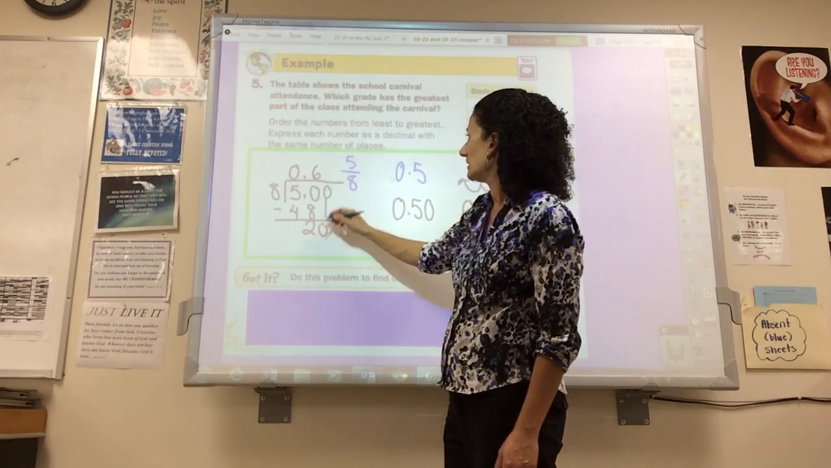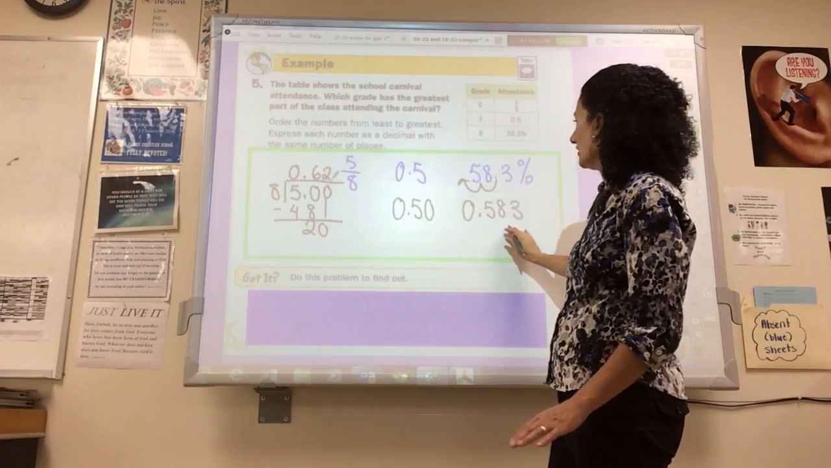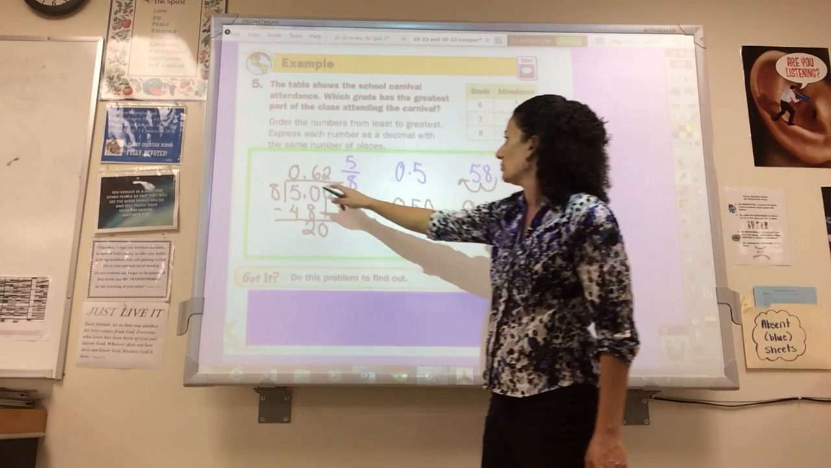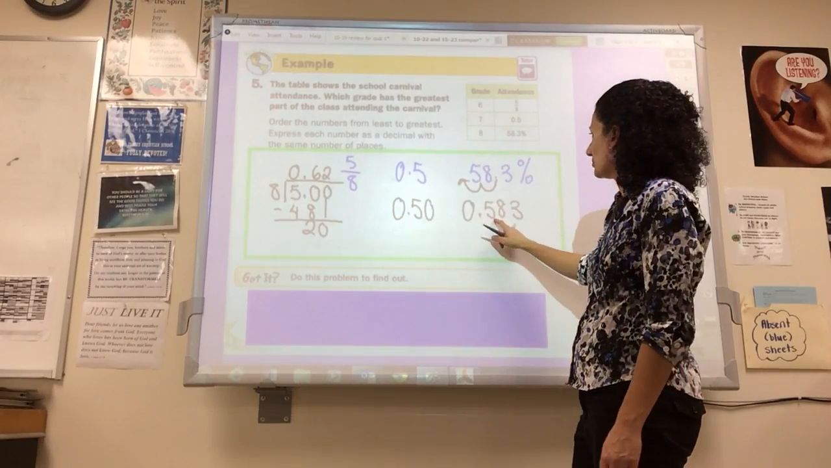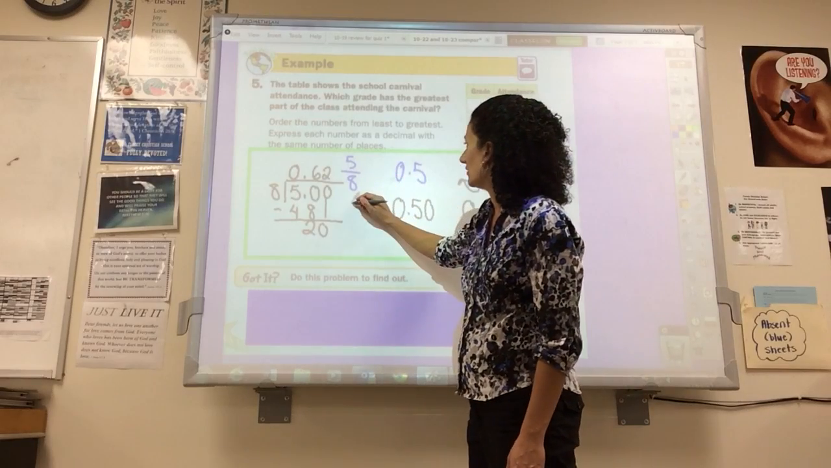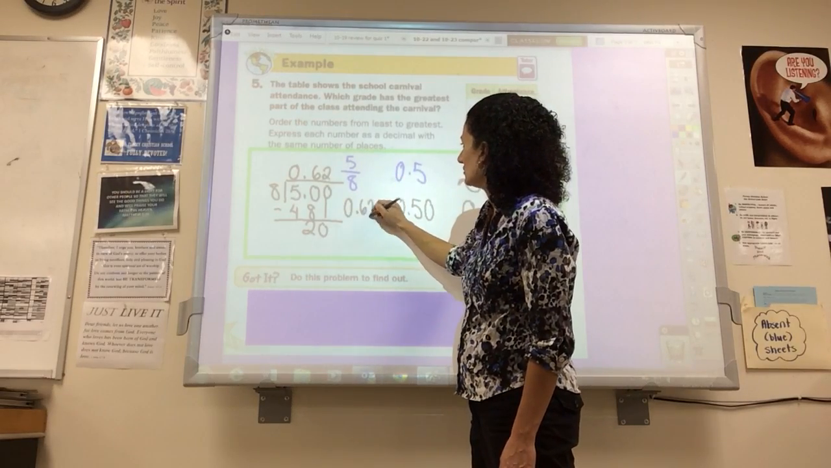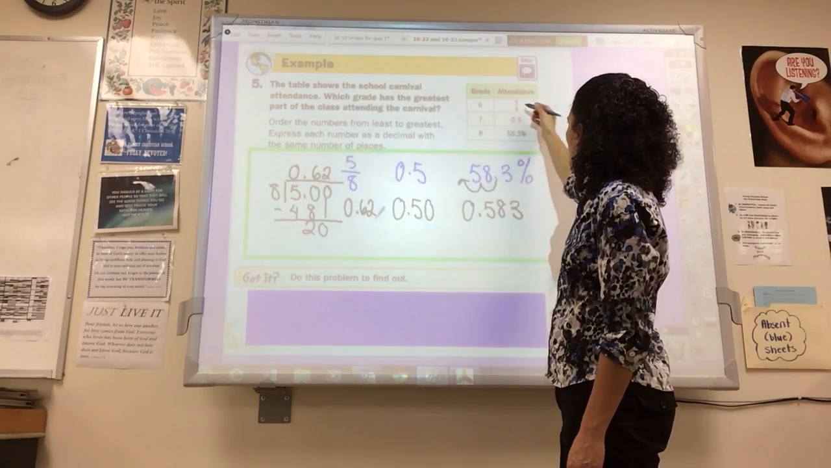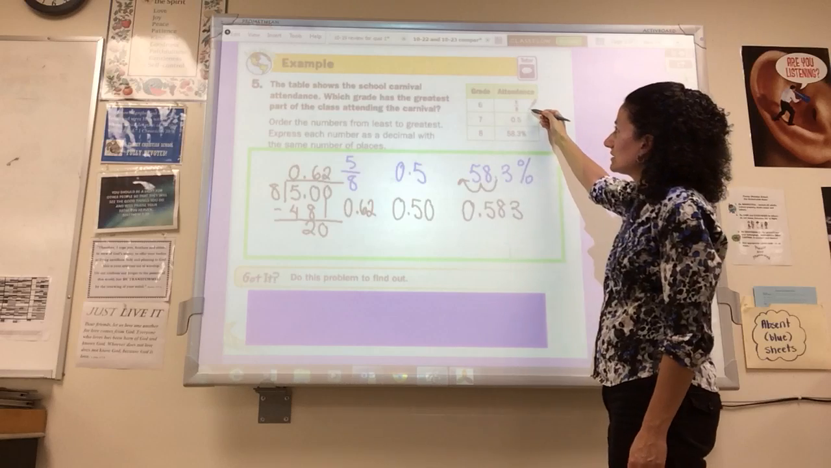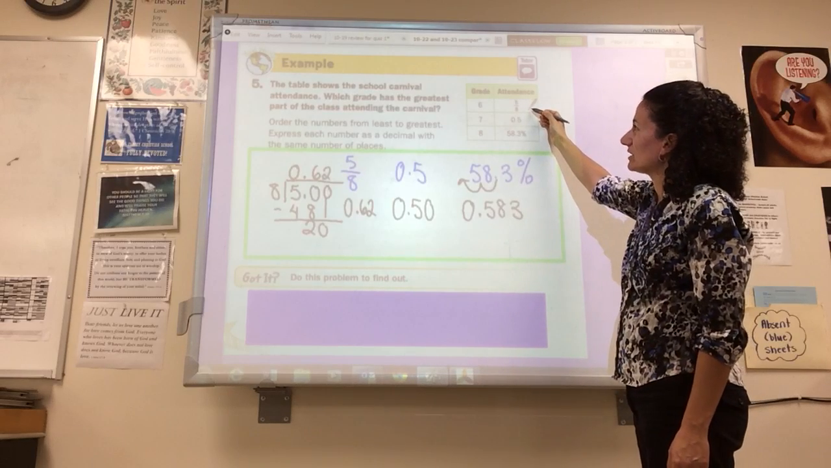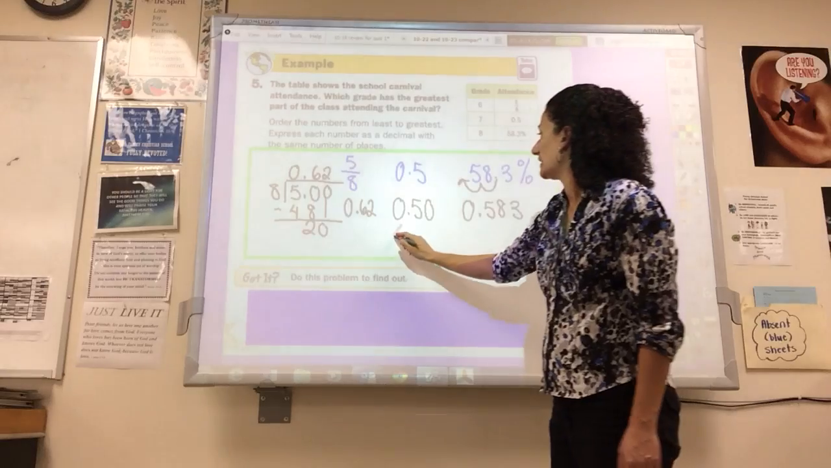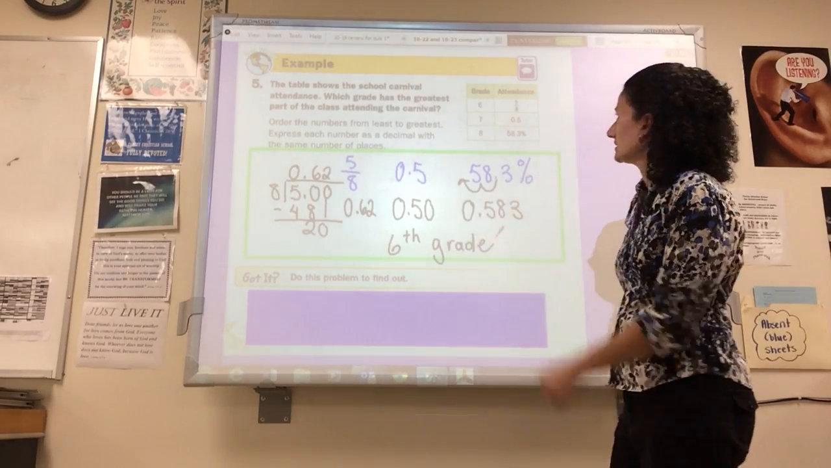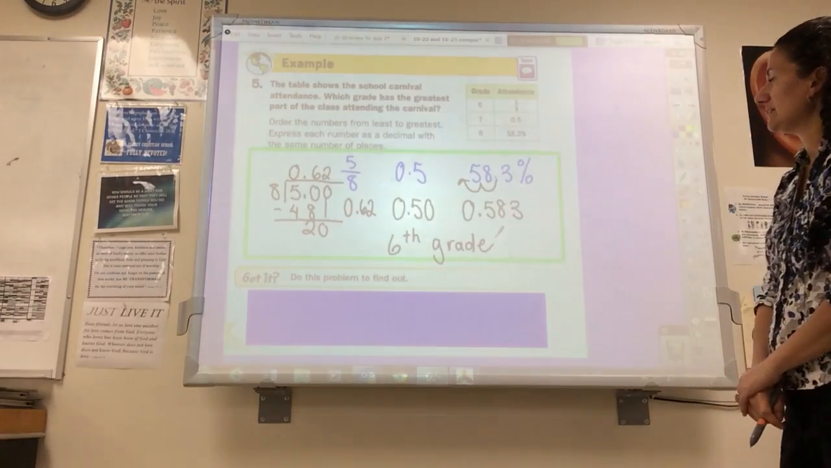8 goes into 20 2 times. I'm going to pause right here because I notice, look, this is already greater than both of these. This is 0.6, this is 0.5, and this is 0.5. So we can already tell that this is going to be 0.62 something. This is our greatest number. And this was the 6th grade. The 6th grade then has the greatest part of the class attending the carnival. So my answer would be the 6th grade group has the greatest number of kids, or part of the class, attending the carnival.